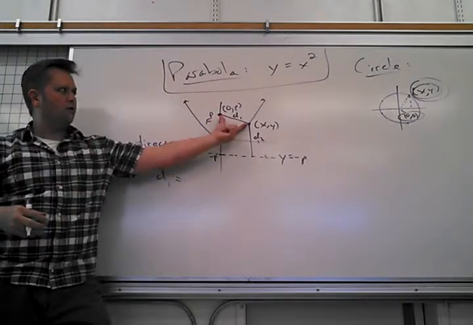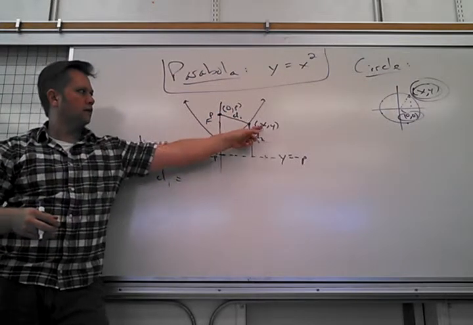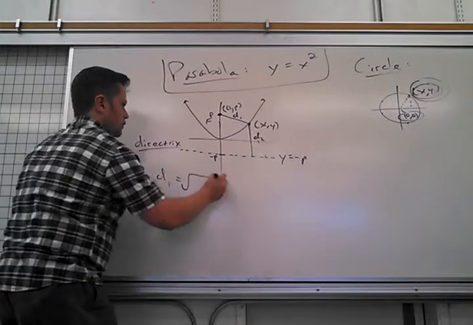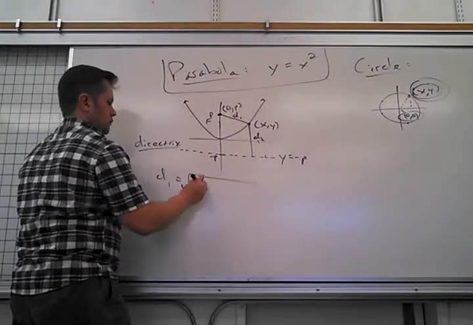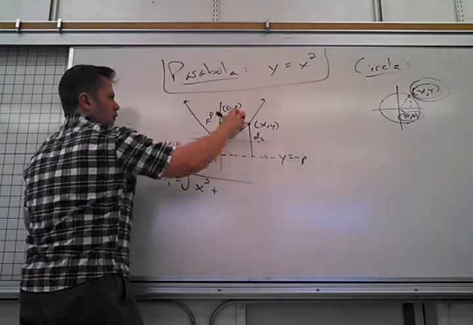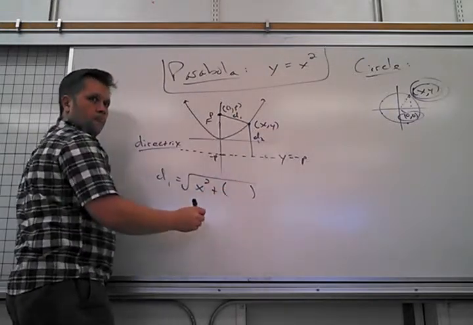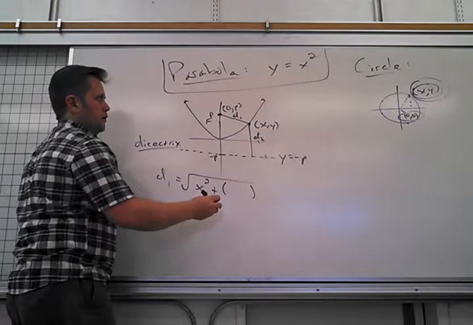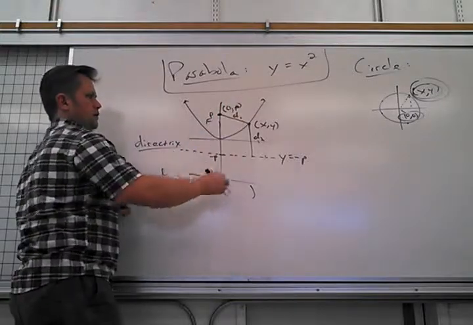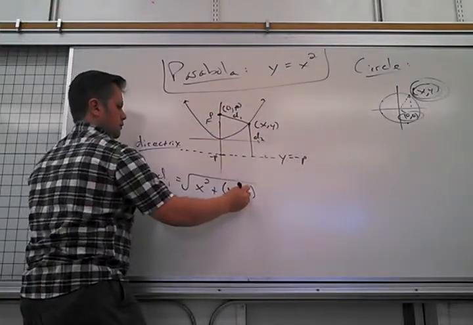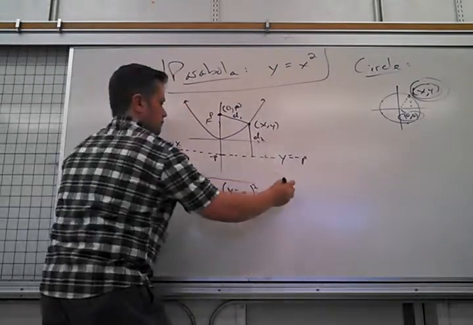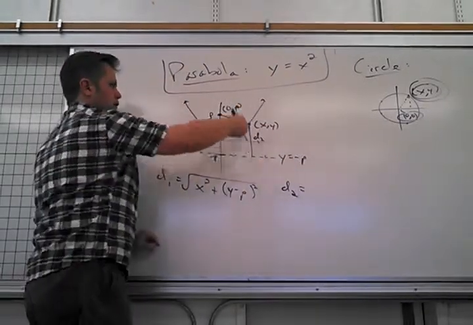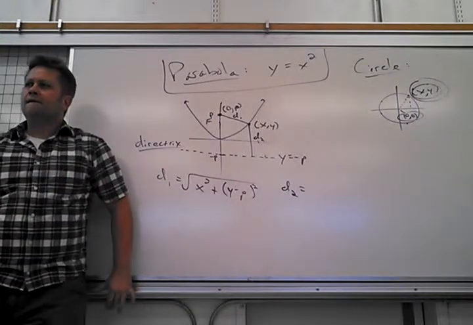So by itself, what's d1? What's that distance there? It's going to start off square root of x squared. What is that? I can't read that. Yeah, so p. Oh, yeah. So y minus p squared. So that's the distance for those two. That's d1. What's d2? d2 is a lot easier than you might think, possibly.